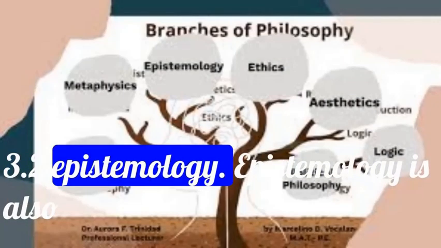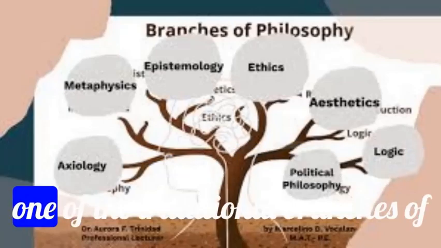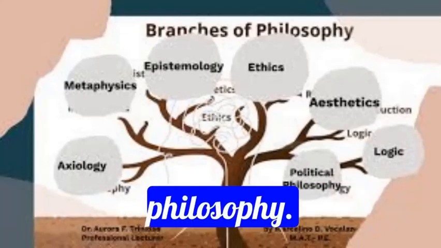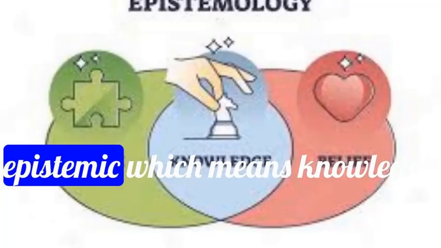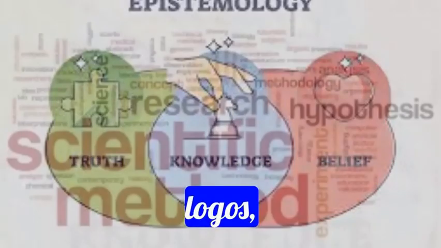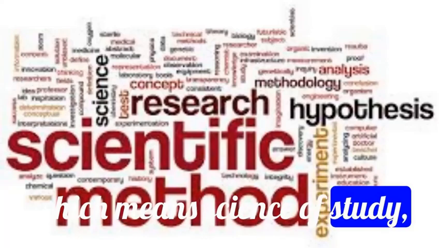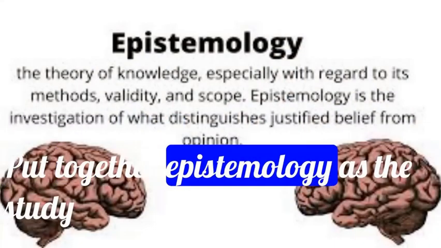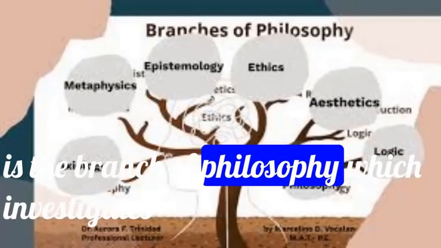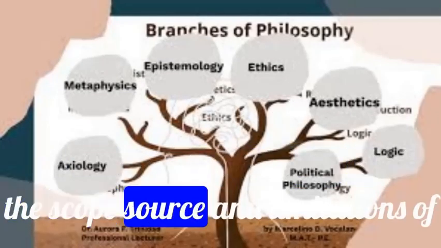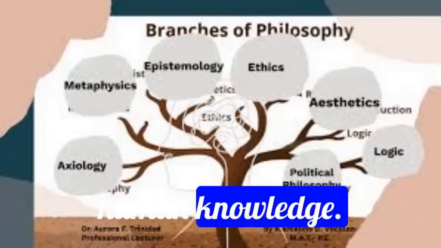3.2 Epistemology. Epistemology is also one of the traditional branches of philosophy. Etymologically, it derives from two Greek words, episteme, which means knowledge, and logos, which means science, study, discourse, or reasoning. Put together, epistemology is the study or the science of knowledge. It is the branch of philosophy which investigates the scope, source, and limitations of human knowledge.